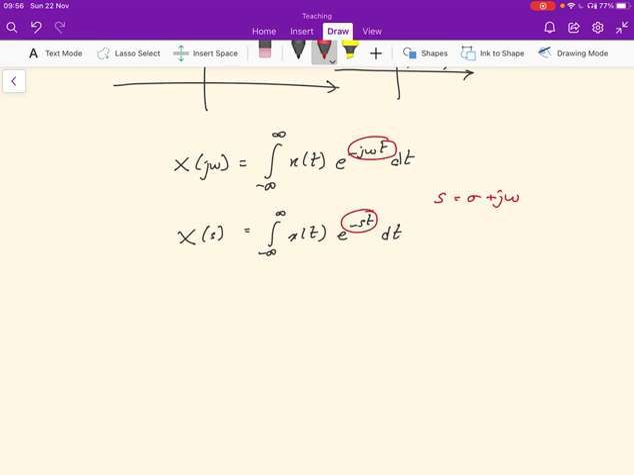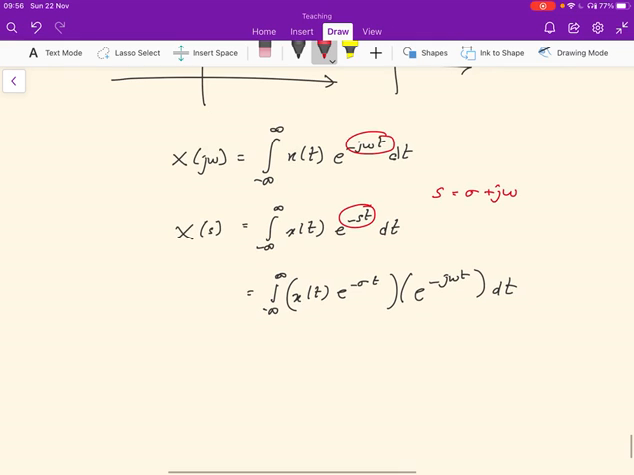So what that means is that we can rewrite the Laplace transform as the integral from minus infinity to infinity of x(t) times e to the minus sigma t and e to the minus j omega t dt. In other words, we can think of the function x that we had in the Fourier transform as being replaced with this product over here, x(t) e to the minus sigma t.